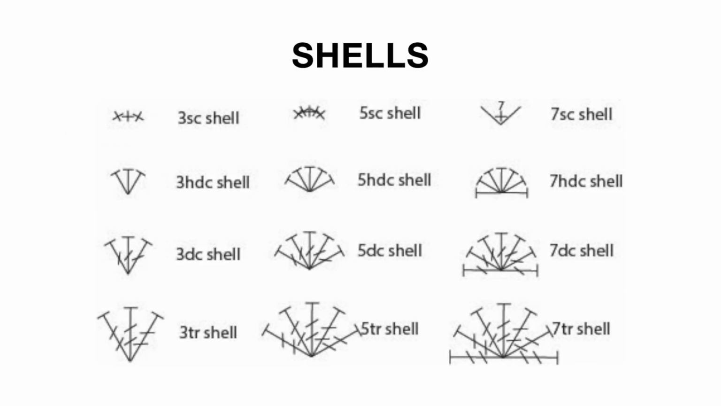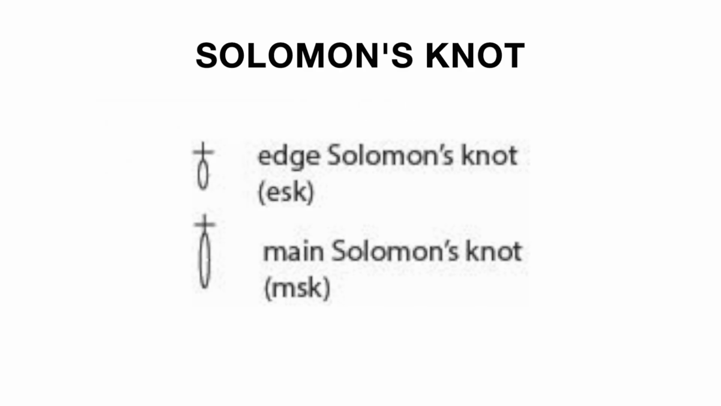Shells can be worked with any type of stitch and any multiple of that type of stitch, all worked into the same stitch or space. Here are some examples in single crochet, half double crochet, double crochet, and treble crochet. These are the variations of the Solomon's knot symbols.